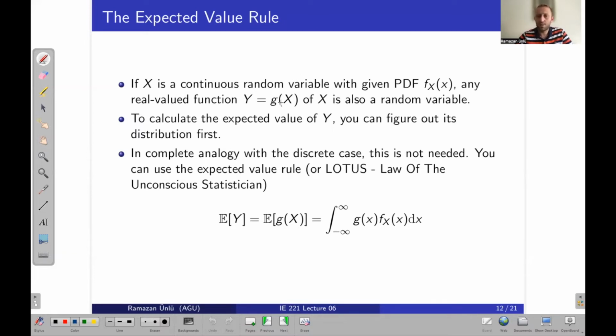We did the same thing for the discrete random variables. That means the new random variable is based on the function of x. To calculate the expected value of y, the new random variable based on the function of x, you can figure out its distribution first. What does that mean? For each x, you use the given function to calculate the y values, and that means you also calculate the new PDF of y. In complete analogy with the discrete case, this is not needed. Instead of figuring out the y's and the corresponding PDF, we can use the LOTUS, the law of the unconscious statistician.